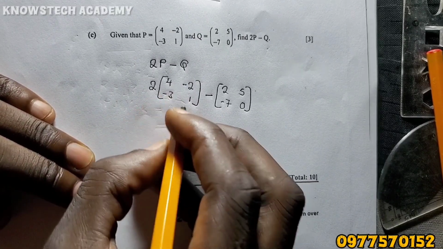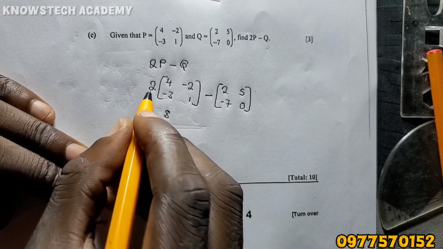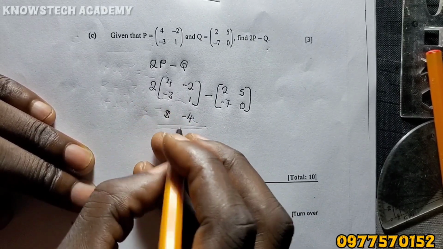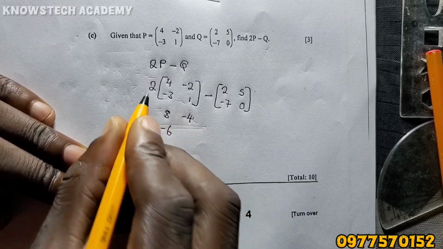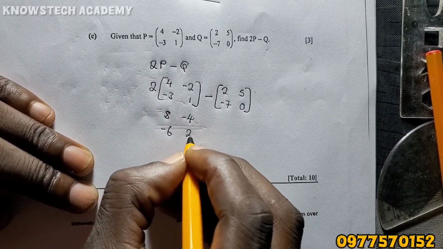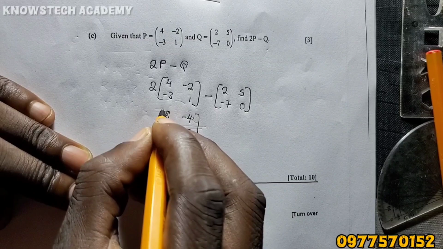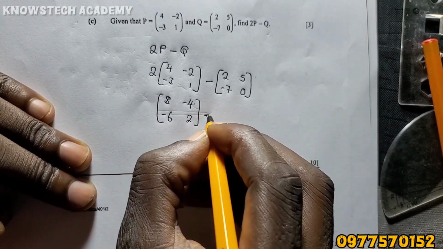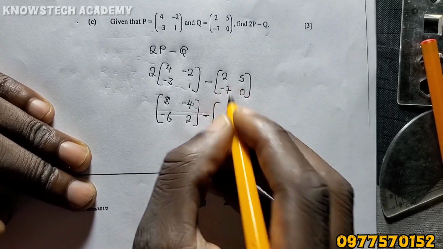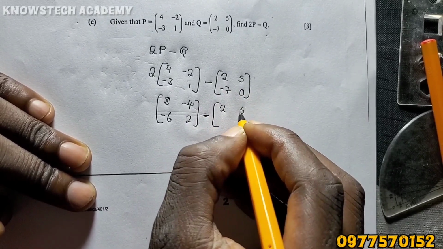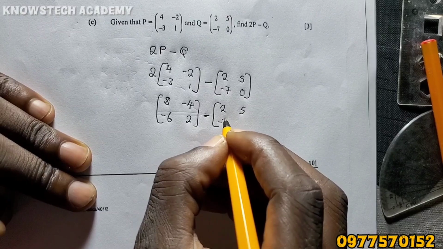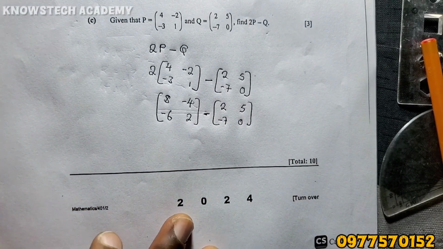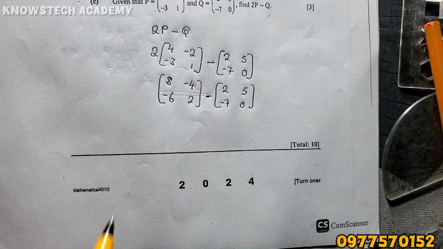We're going to say 2 times 4 is 8. 2 times negative 2 is negative 4. 2 times negative 3 is negative 6. 2 times 1 is 2. Okay? You see how simple this is? Minus, open bracket, Q will just be the way it is: 2, 5, negative 7, then 0. Okay? Then we are going to subtract.